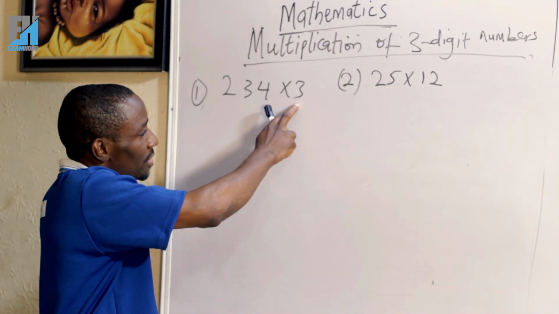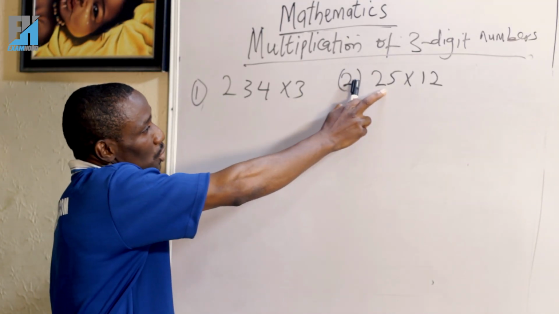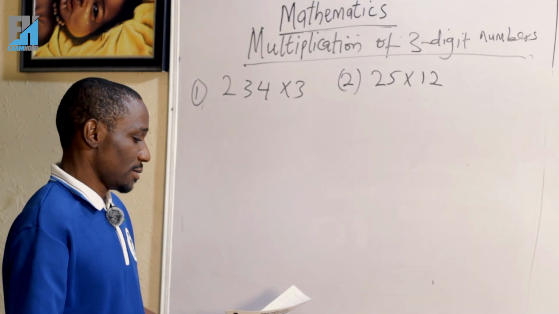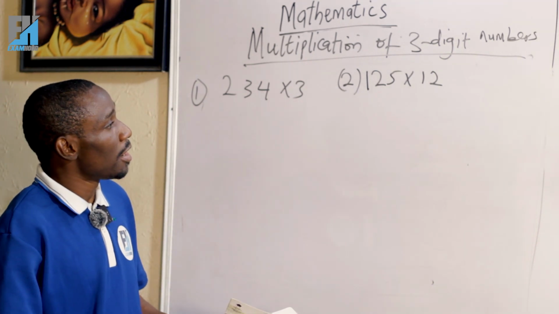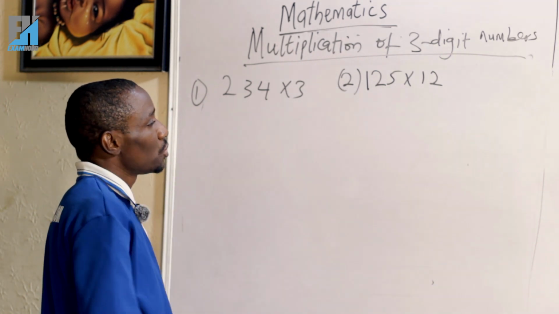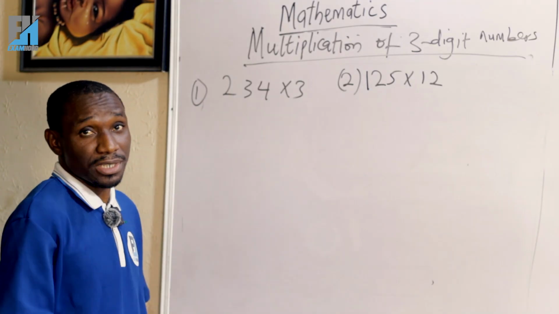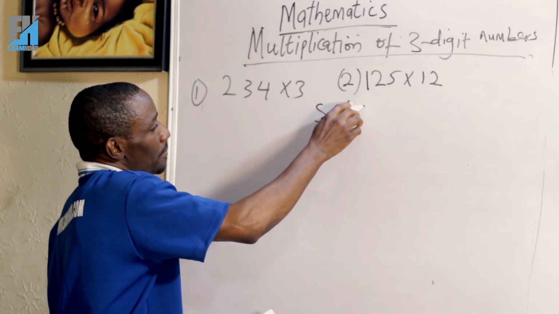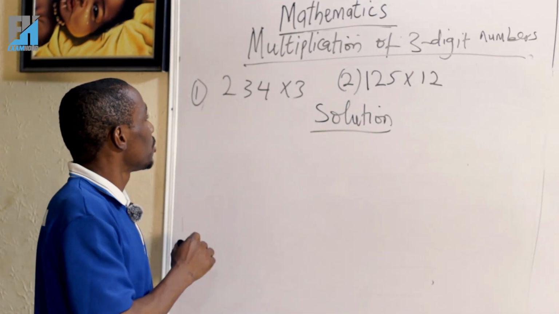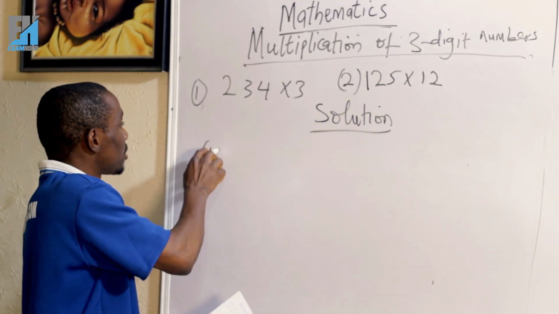234 times 3. This one's supposed to be 125. 125 multiplied by 12. How do you go about it? If you are to solve this without using a calculator, perhaps you are not supposed to use a calculator in primary 5, so how do you solve this without using a calculator?